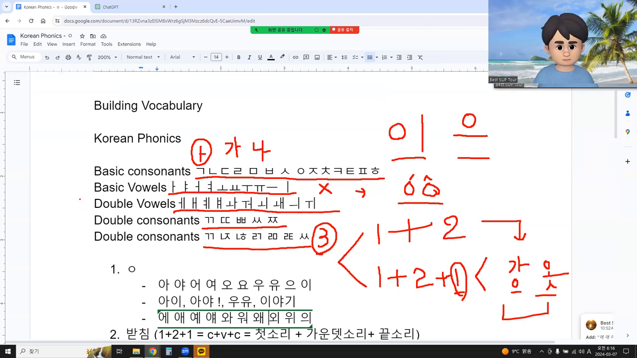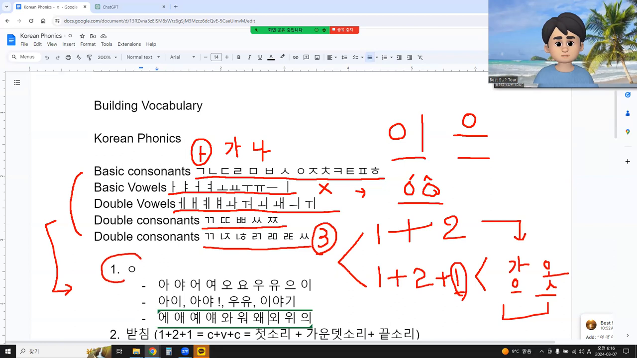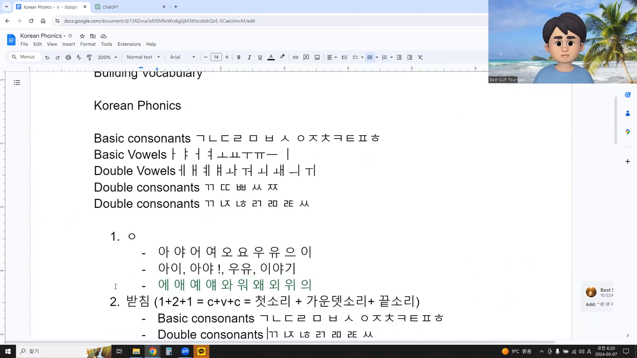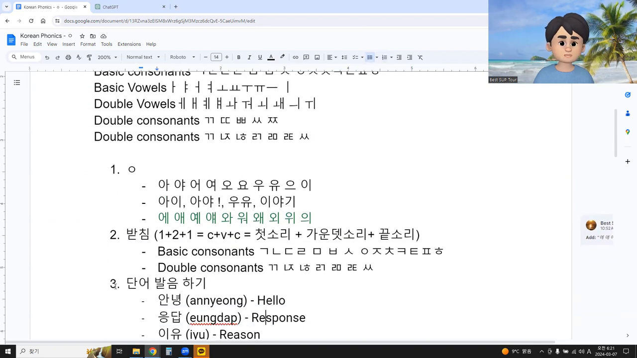So the Korean consonants and vowels are almost here. The combination of these consonants and vowels makes the word. Now we check out ieung. The reason why I chose ieung as the first is that it's easy. Every vowel sound like in ieung is easy here. We can check out others.